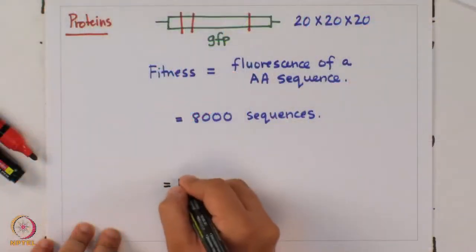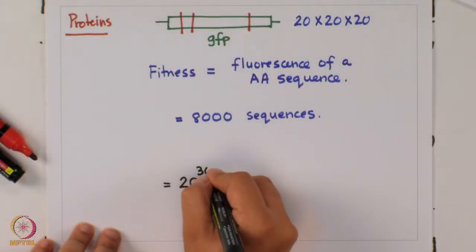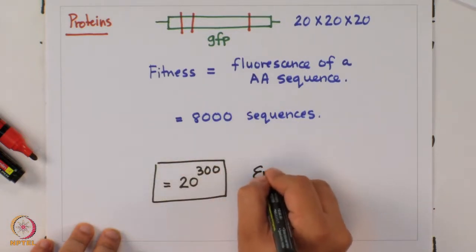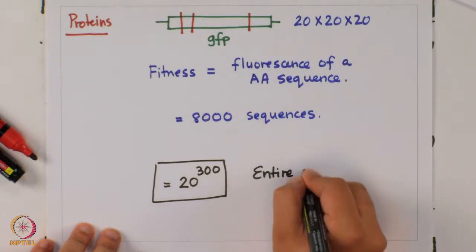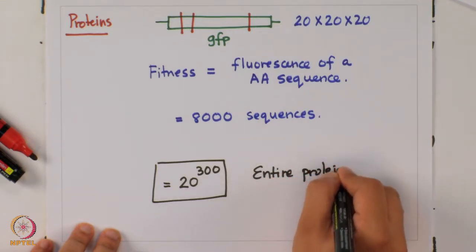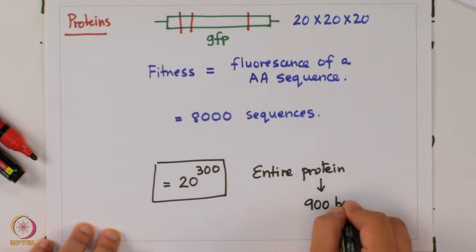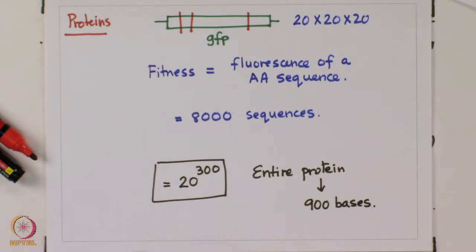So that means if I want to find out the fitness landscape associated with the entire sequence of the protein, the number of sequences that I have to generate and then analyze is going to be equal to 20 to the power 300. So this is for the entire protein, and this is a protein which we are saying is 900 bases, which is approximately what GFP is. GFP is slightly shorter than that.